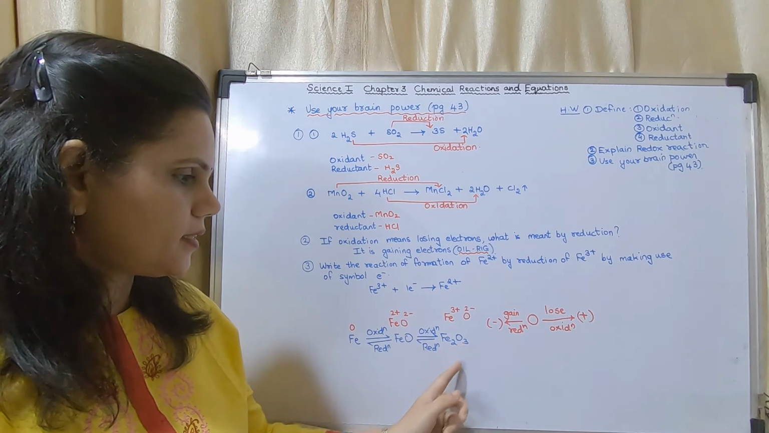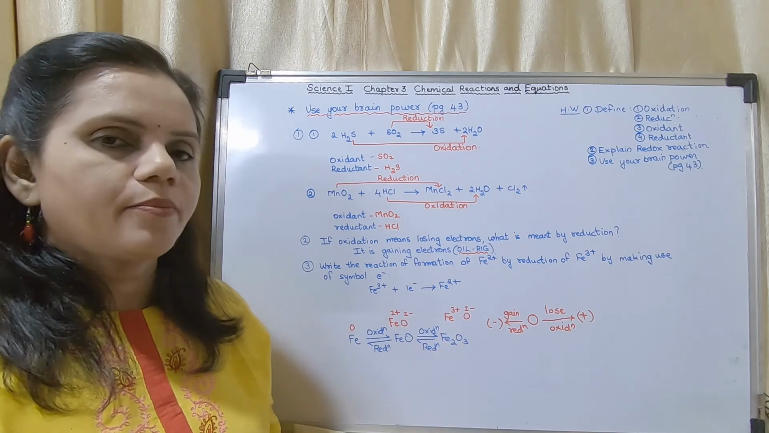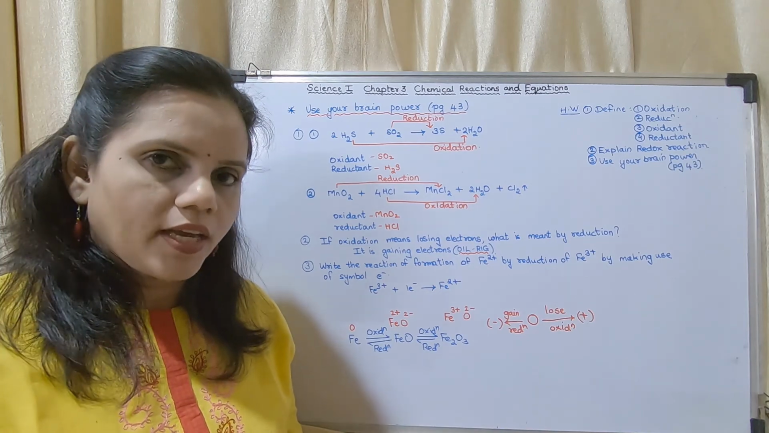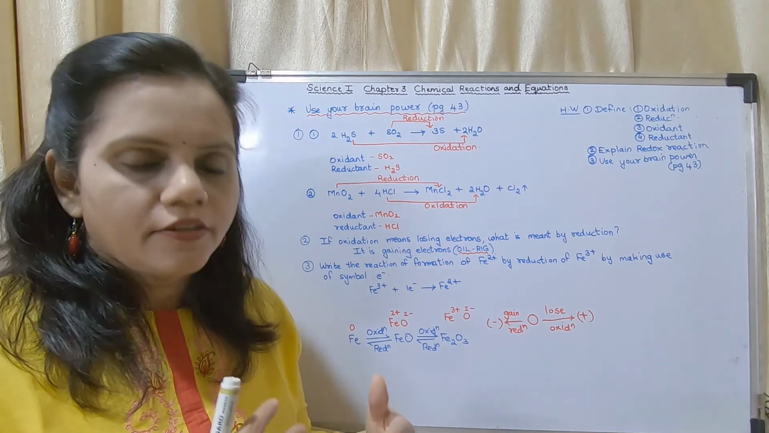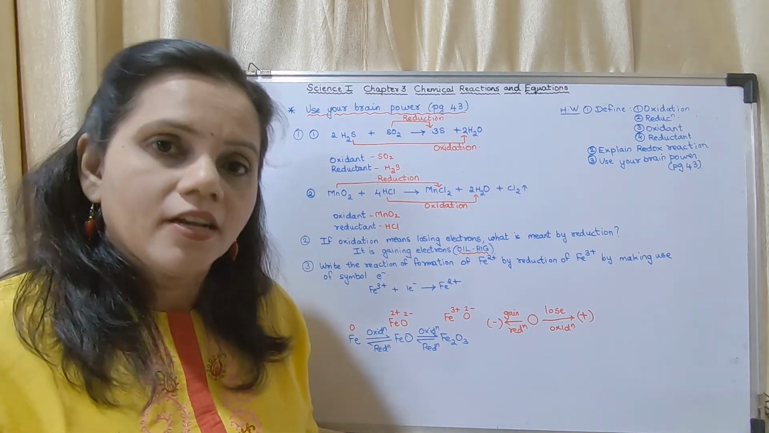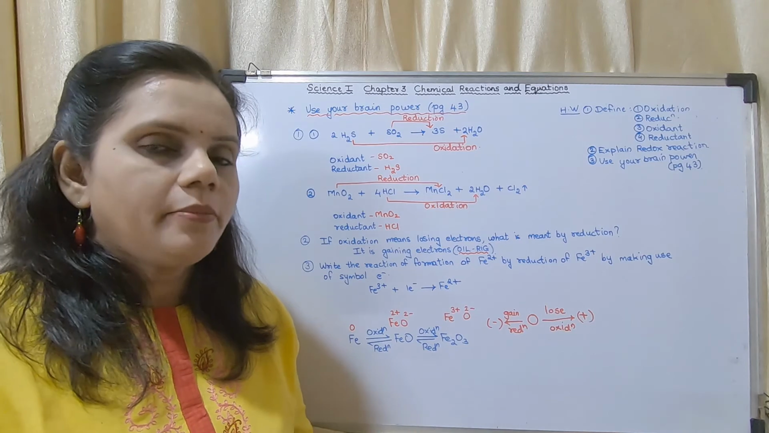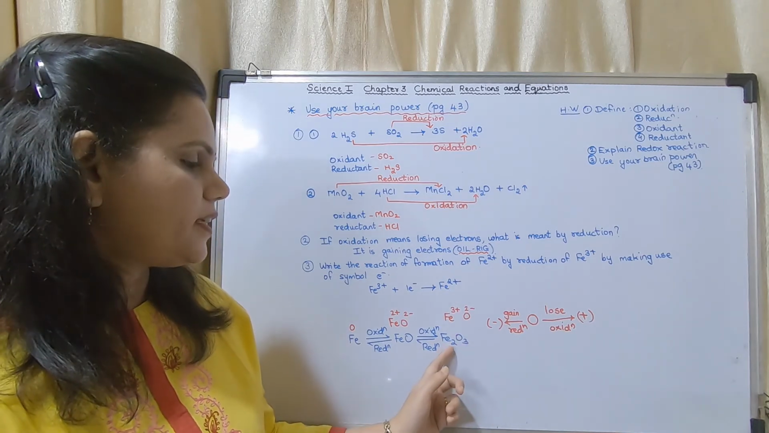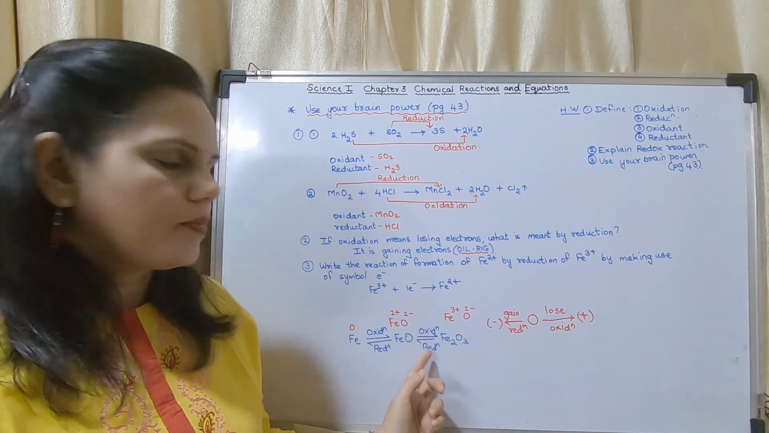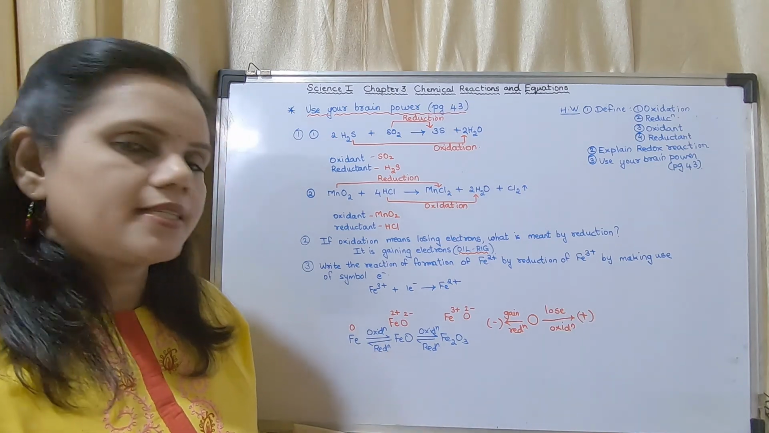3+ to 2+ is reduction. If it has to get converted from 3+ to 2+, you have to gain 1 electron. So if it is Fe3+ to Fe2+, it is gaining an electron, so it is reduction. Fe2+ to 0, it is again gaining 2 electrons, so it is a reduction.